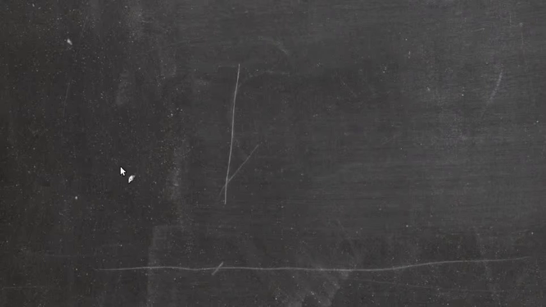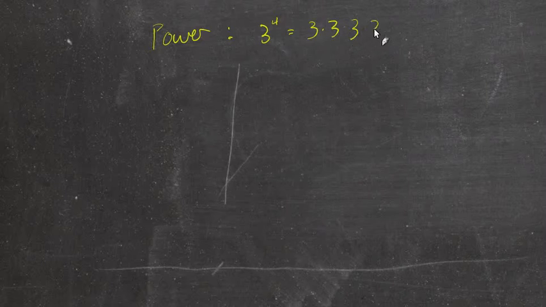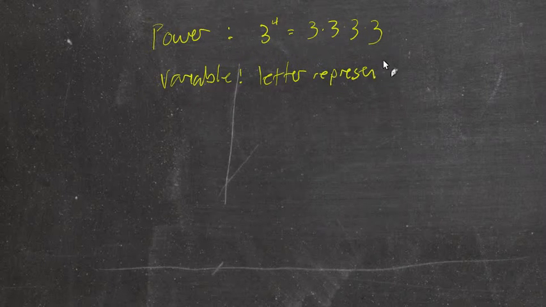So, we should now understand what a power is, right? Something to a power, 3 to the 4th power. That's just 4 factors of 3. Okay? A variable. What's a variable? It's a letter representing a number. And that is what makes algebra algebra, is letting letters stand in the place of numbers.